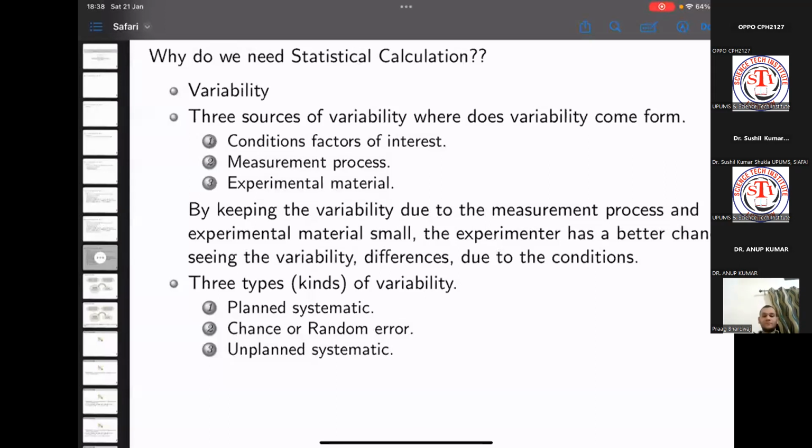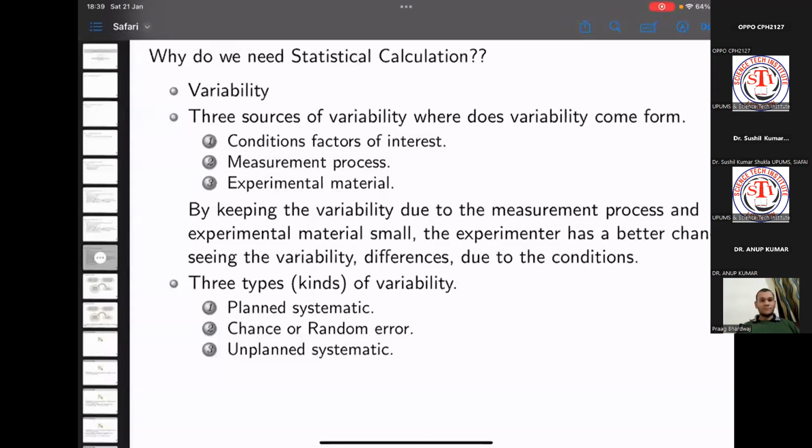Sometimes what happens, we are just thinking that blood pressure can be high because of the hypertensive patient or because of the age of the patient, but there are some other factors or also confounders which are also sitting over there, because of which the blood pressure can be high. So this unplanned systematic is also a third kind of variability. So this particular slide is all about that whenever you are collecting data, you have to consider all these points, that whenever we are collecting the data, we want to do the statistical calculation because data have got variability.